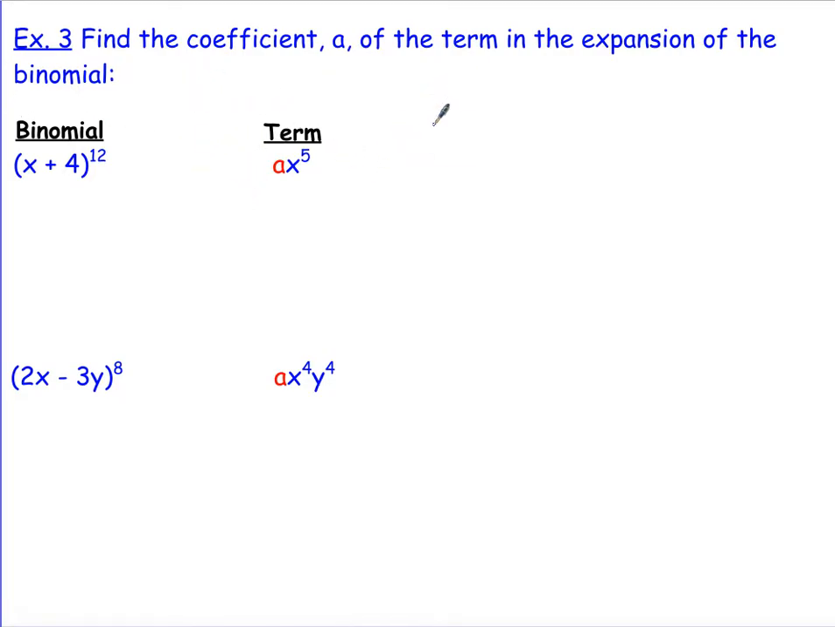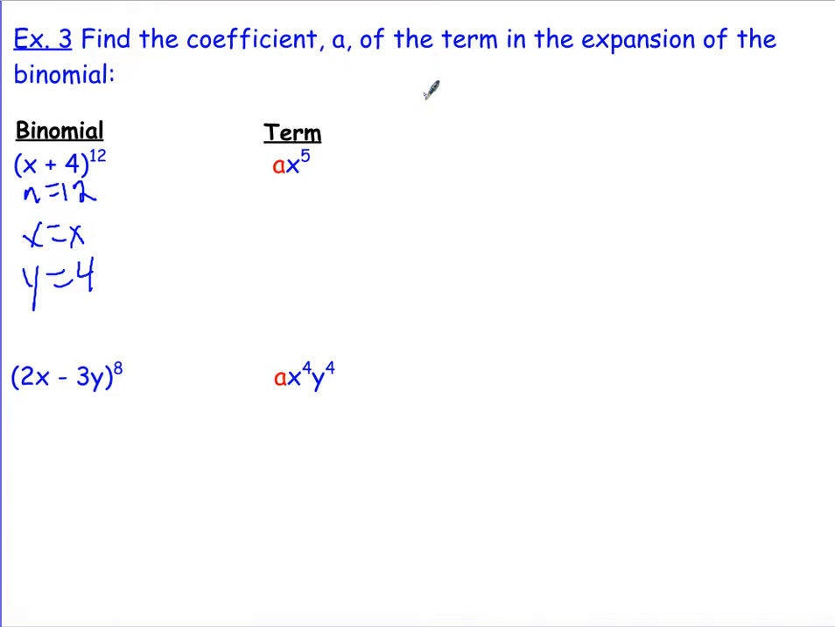Okay, now we're going to add a little twist to this. Now we're just asking for the coefficient of the term in the expansion of the binomial. The difference is I want the term that has x to the 5th in it. I want to figure out what the coefficient is. So your first thought is, well, that's the 5th term. Well, actually it's not. Notice n is equal to 12. That part's easy. And x is equal to x, y is equal to 4. But this is not the 5th term.